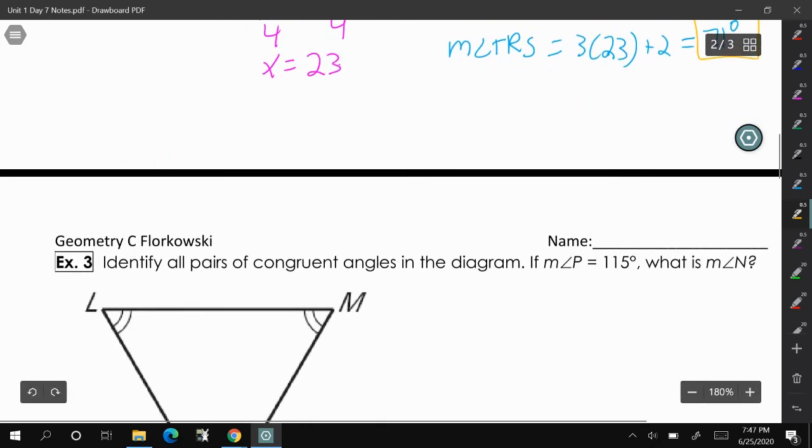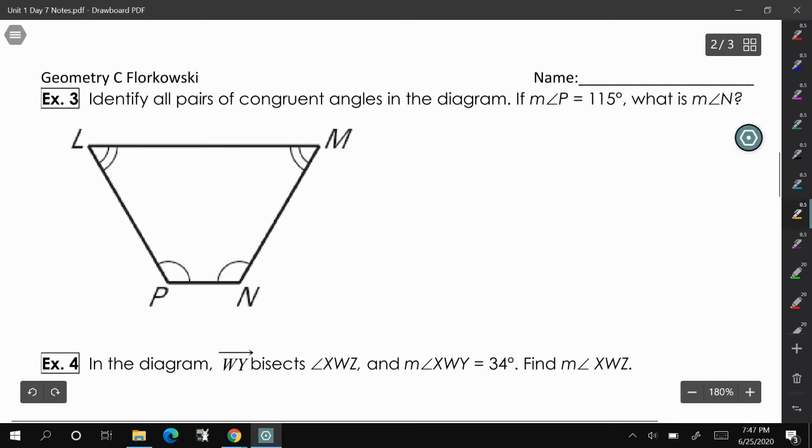Let's look at example number 3. Identify all pairs of congruent angles in the diagram. If the measure of angle P is 115 degrees, what is the measure of angle N? So we talked about this the other day, that these markings is how we show angles to be congruent. So we know angle P and N are congruent. Up here, these have 2 markings. That means these 2 angles are congruent to each other.